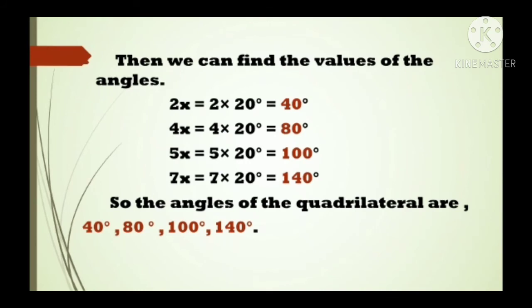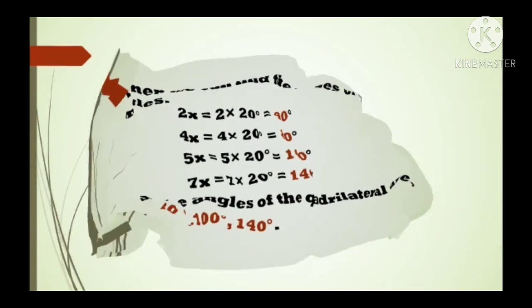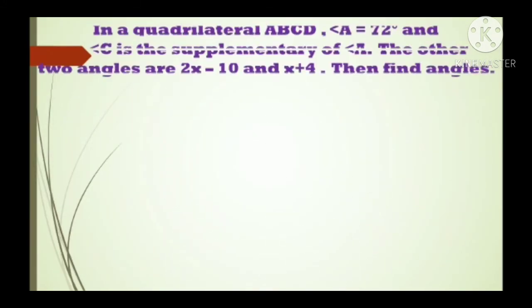Okay guys. Yes. Did you understand this? Okay. Then the other exercise problem is: in the quadrilateral ABCD, angle A equal to 72 degrees and angle C is the supplementary of A. What is given here? Angle C is the supplementary of angle A. The other two angles are given in the x format, that is 2x minus 10 and x plus 4. Then find the value of the angles.